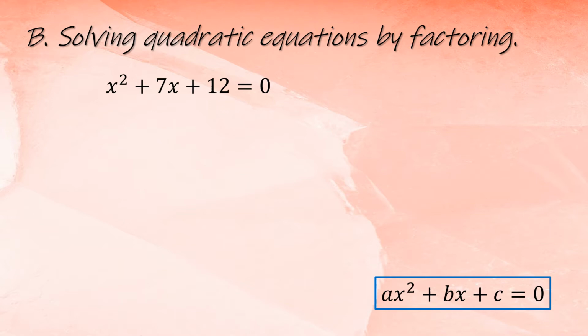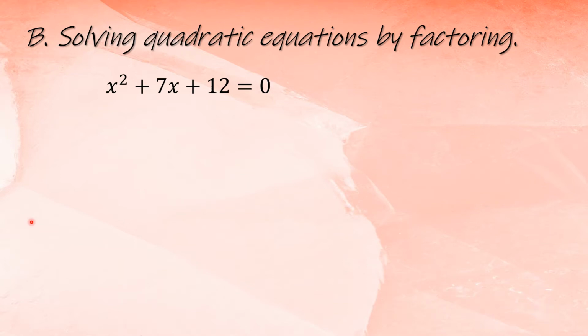Kung mapapansin nyo, ang ating given quadratic equation ay naka-standard form na, wherein x squared represents the ax squared, positive 7x is for the bx, positive 12 is for the letter c, which is the constant. So, let us now proceed in solving this given quadratic equation by factoring. Okay, the first step is to bring down the first term and the constant term. So, let us bring down x squared and positive 12.